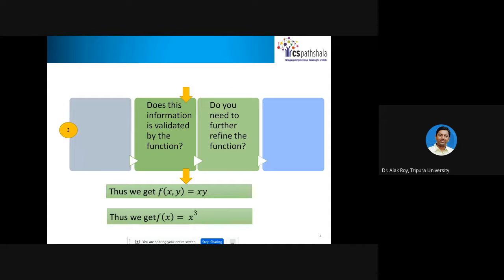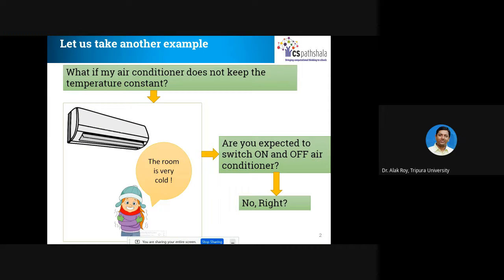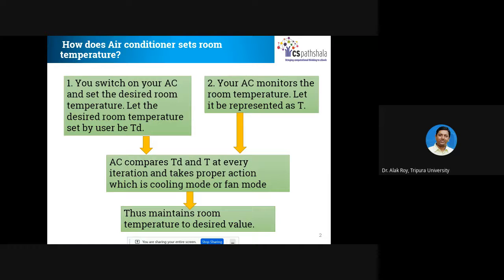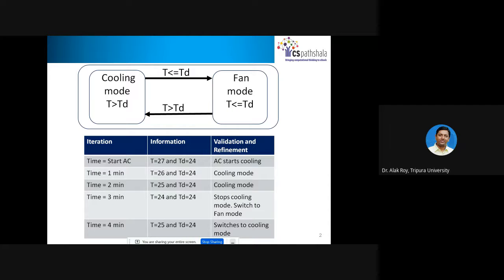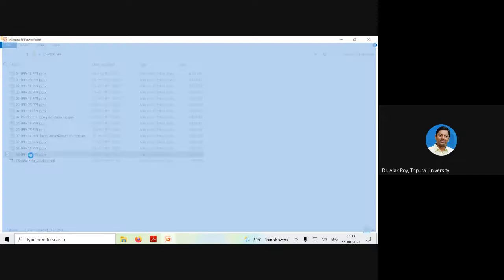So a few more examples: multiplying two numbers, finding a cube, or maybe another example of what if my air conditioner does not keep temperature constant. So how to turn it on or off, developing logic. Whenever the temperature is lower than the threshold, you turn it on, and whenever it is the reverse way, it can turn it off. So these examples can be studied and can be taught to your students also.